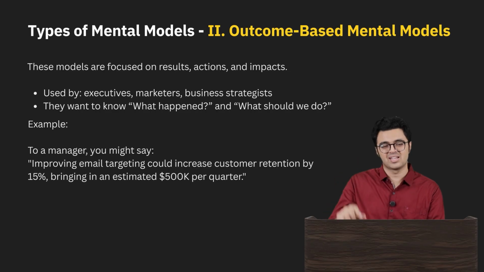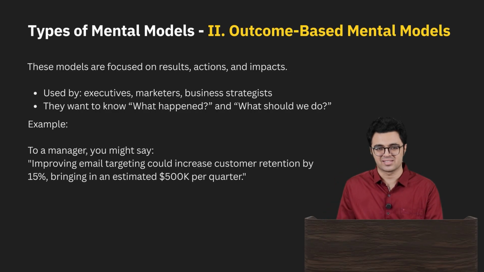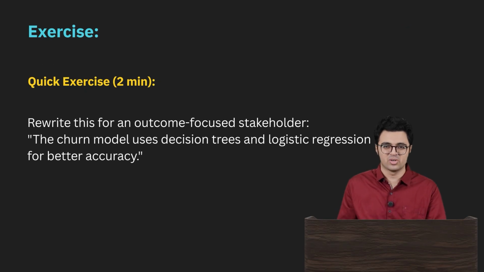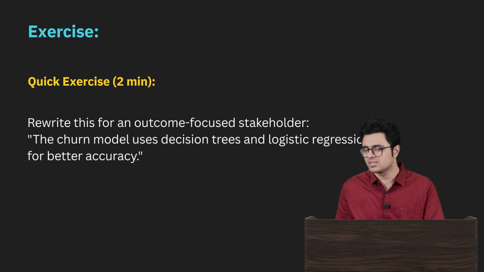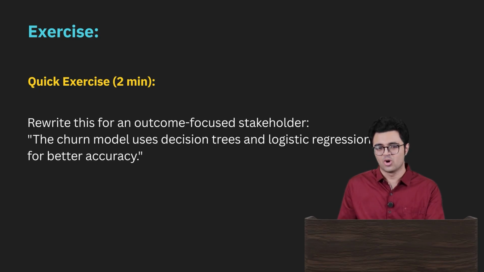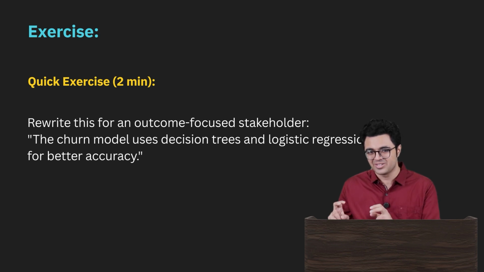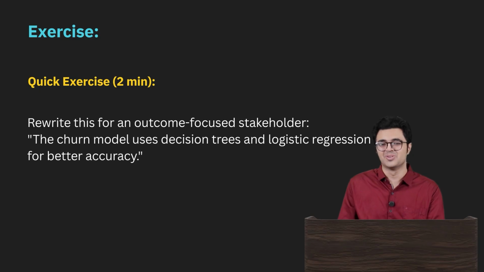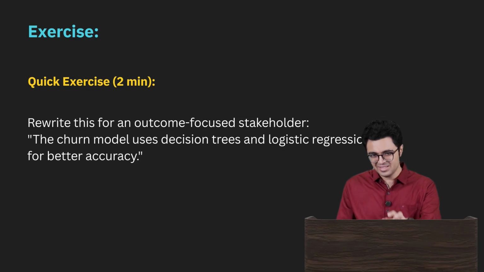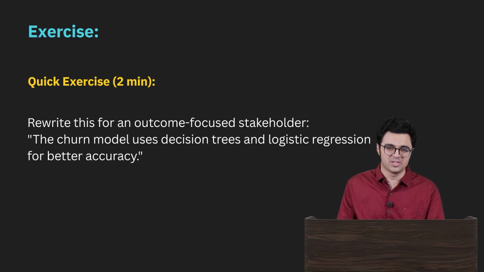So, having this as a model, I want you to do another exercise. Rewrite this sentence that you see on your screen for an outcome-focused stakeholder. The churn model uses decision trees and logistic regression for better accuracy. Your clue for this is that the outcome is better accuracy, clearly laid out over here. So, if you were to communicate the same insight to an outcome-focused stakeholder, how would you redraft this? How would you rewrite this to fit their mental model? Take some time, go through a couple of revisions, and I will see you again with the third mental model.